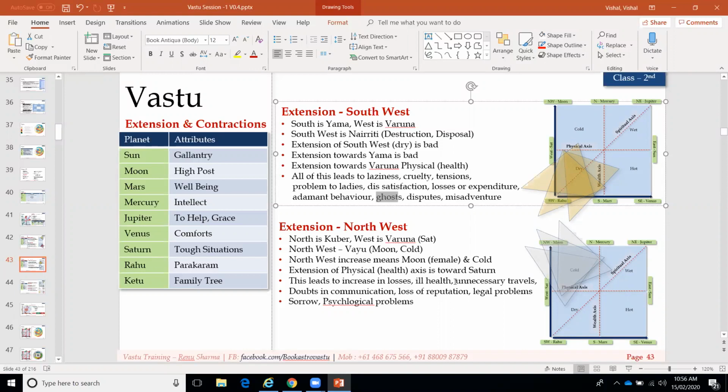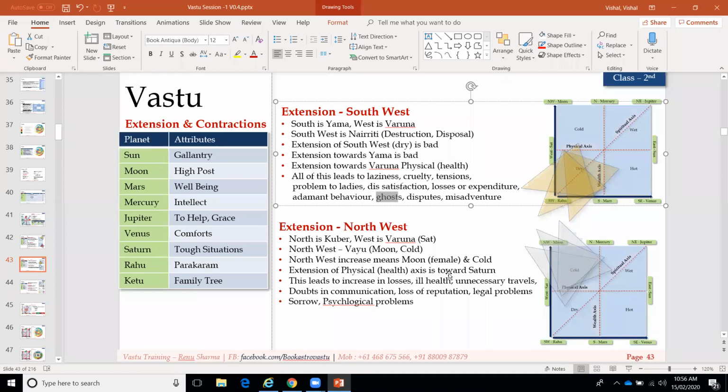This leads to increase in losses, ill health, unnecessary travels. Moon is also for travels. How is moon travels, right? So moon is also for quick cash. If you have a problem, this is also the zone for banking support.